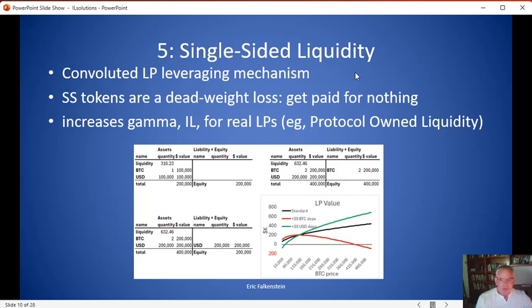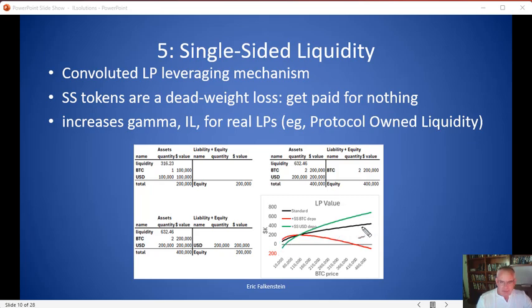Well, the weird thing about this is it's really just a convoluted mechanism for leveraging LPs, because you could just give the LPs leverage and get the same result. The money they give you, if you have to pay it back, it's not helping your liquidity at all. And so all you're doing is leveraging the LPs. And if you really want to do that, you can just leverage them.